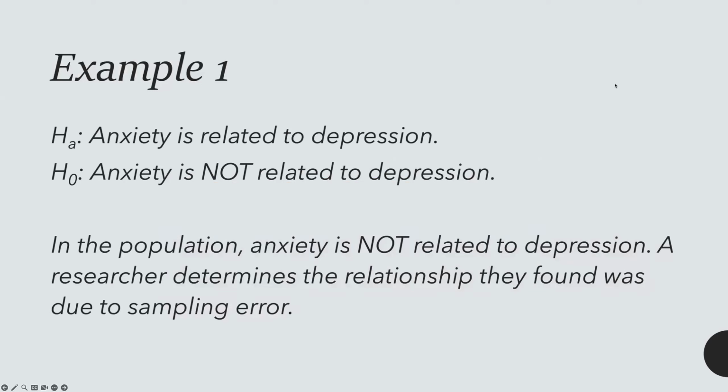So example 1, our alternative hypothesis is that anxiety is related to depression. Our null hypothesis is that anxiety is not related to depression. So in the population, anxiety is not related to depression. This is our statement about reality. A researcher determines the relationship they found was due to sampling error. So you want to break this down and identify, okay, what's the reality and what's the decision, and do they match? So here, we're saying that in the population, anxiety is not related to depression, which means we're saying that the null hypothesis is actually true in the population.